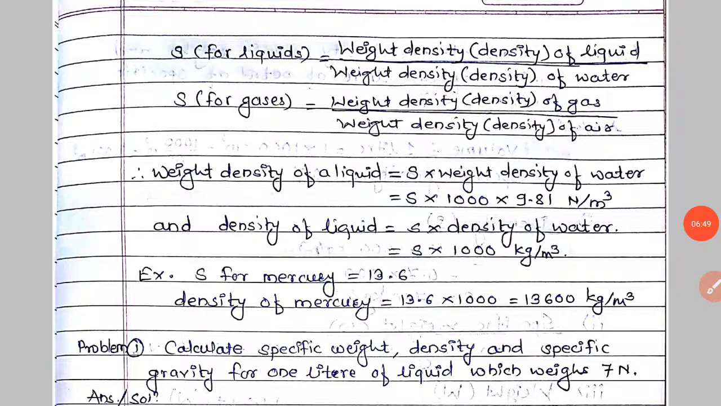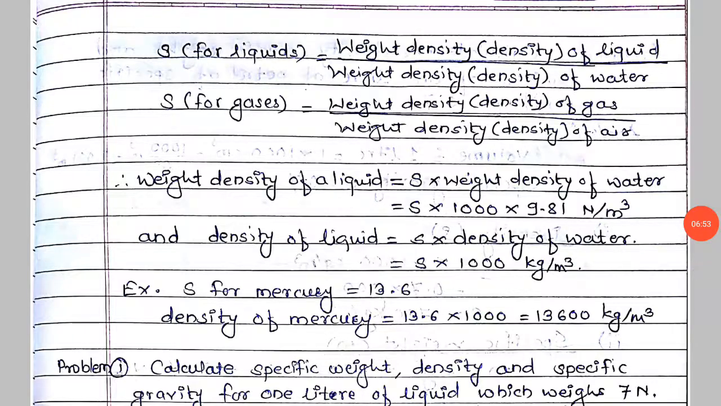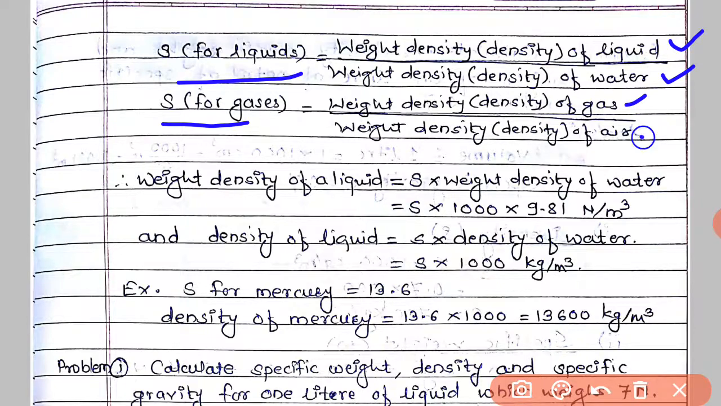See here, specific gravity for liquids is given as weight density of liquid divided by weight density or density of water. This is the formula for liquid. And for gases, S is equal to weight density of the given gas divided by weight density of the standard gas. The standard gas is air. So S for gas is equal to weight density or density of gas divided by weight density or density of air.